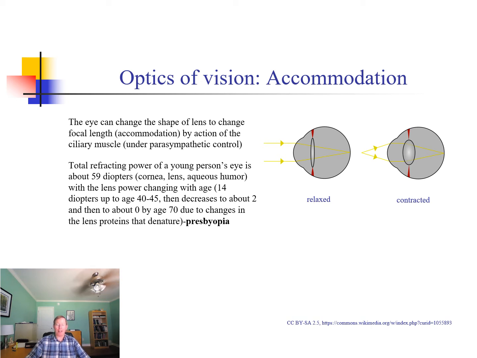And that process of the lens proteins changing and leading to a lack of your ability to accommodate is called presbyopia, which is why many times people, when they are in their early 40s, and even if they've never had glasses, they may need to get reading glasses, for example.